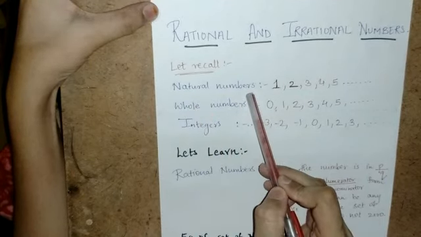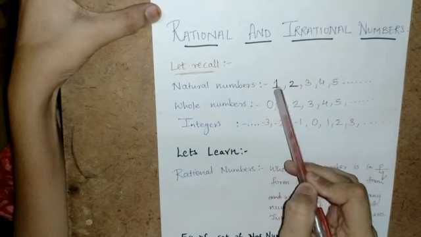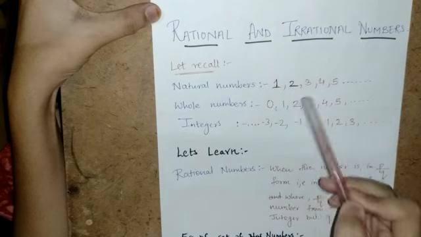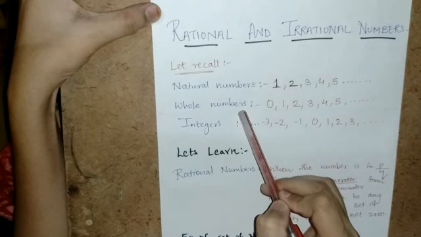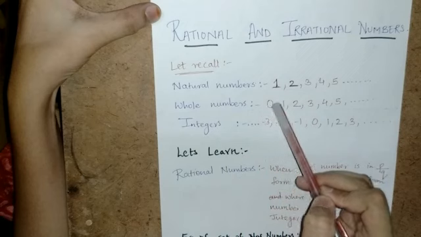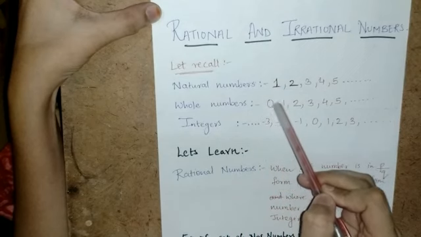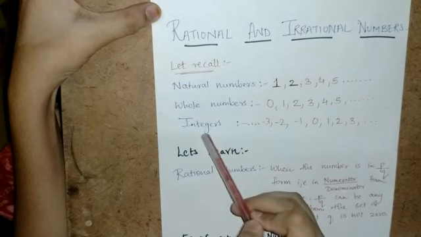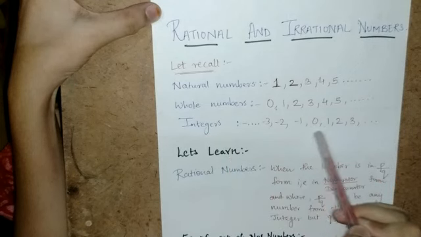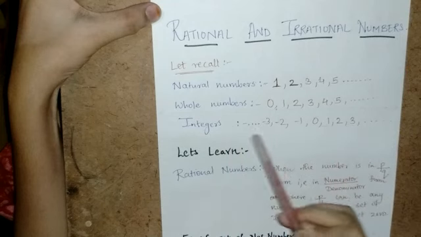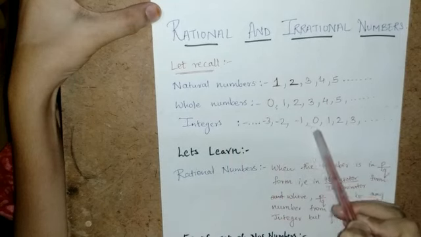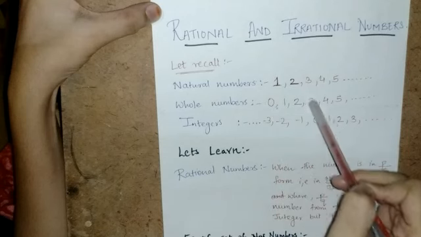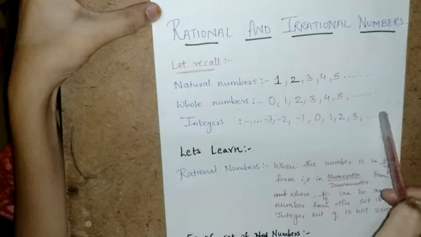Natural numbers are the numbers which start from 1 and go on 1, 2, 3 and so on. Whole numbers are the collection of numbers starting from 0, then 1, 2, 3 and so on. Integers are the numbers which include positive numbers as well as negative numbers along with 0. So basically natural and whole numbers are all included in integers.